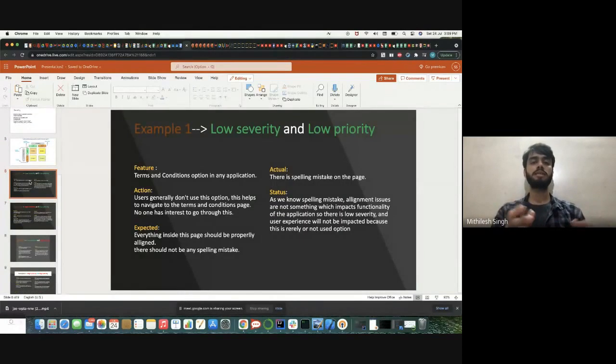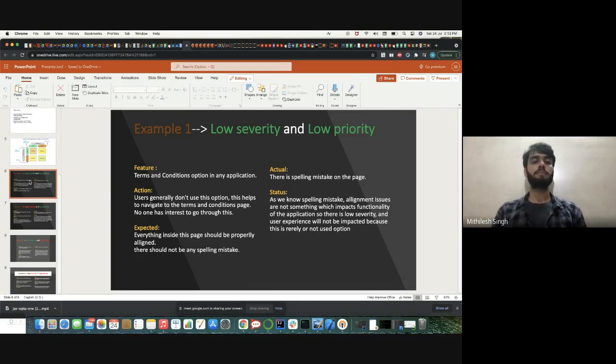If you see example one, low severity and low priority, that means the severity and priority are both low. A low severity means the bug is not impacting the functionality very much. And low priority means the developer can fix it later. There is no urgency.